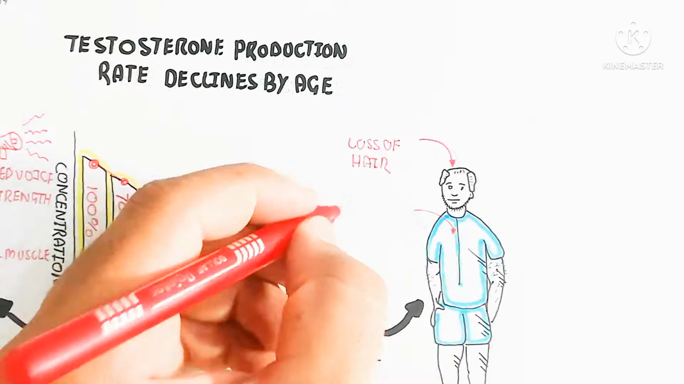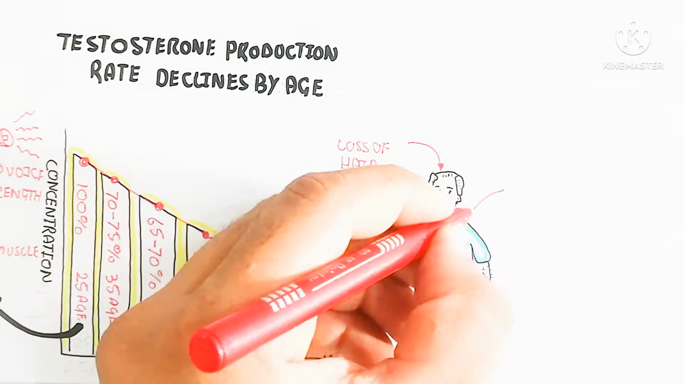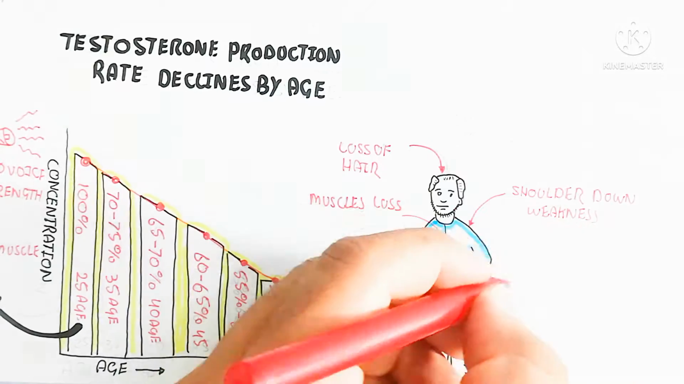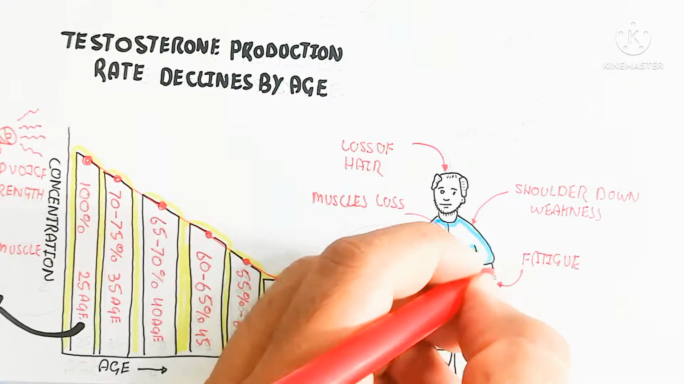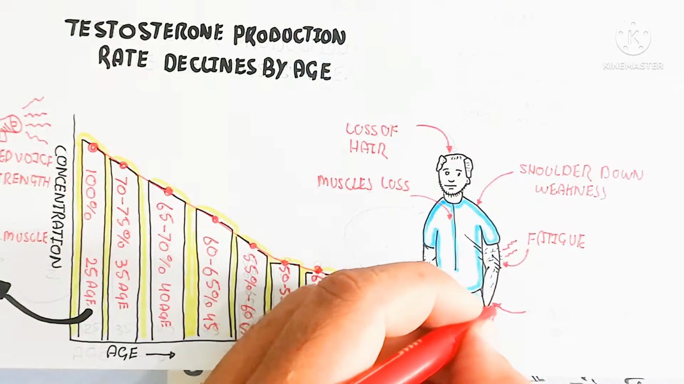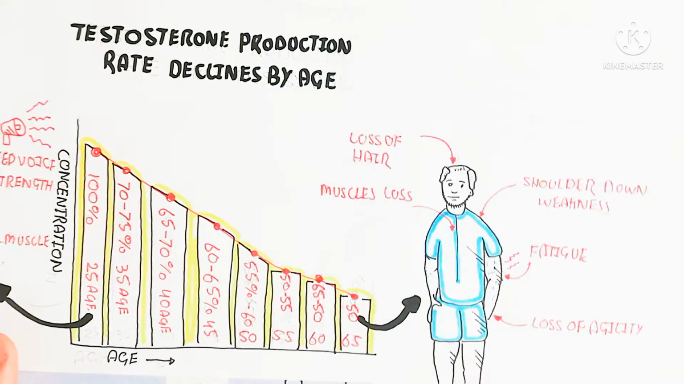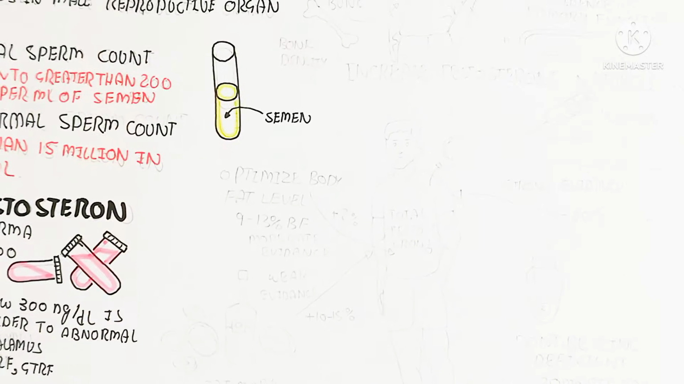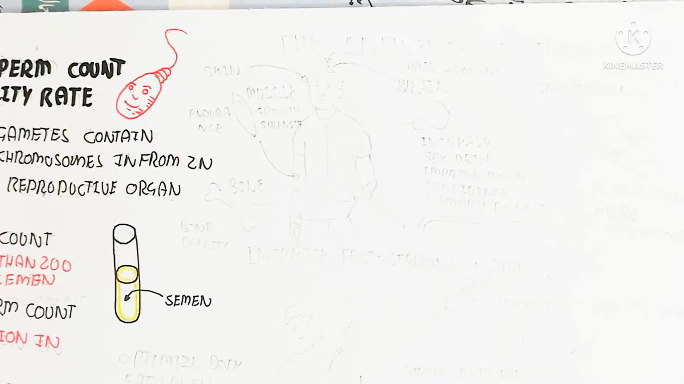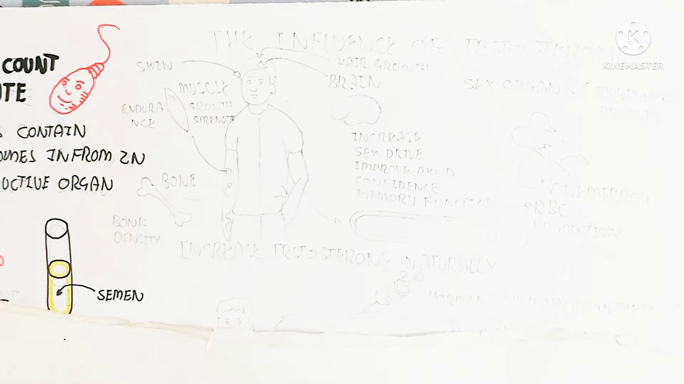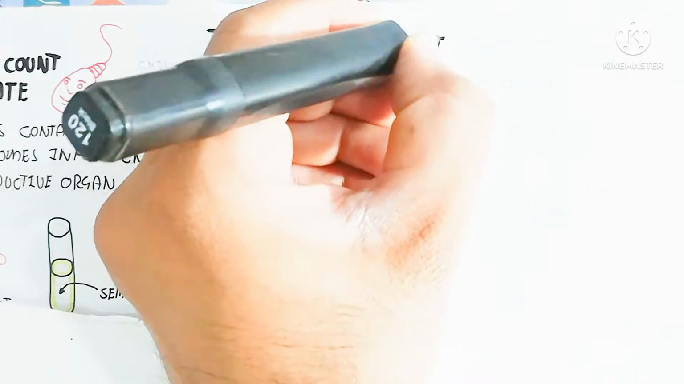While this is aging, it means an old person of 65 years has a 50% decrease in testosterone, and 50% will be working. In this way, muscle loss, shoulder weakness, fatigue, loss of hair, and loss of agility are the characteristics of the decline of testosterone. Anyhow, I hope you are getting this concept about testosterone and how it works, and how to increase sperm count and fertility rate.